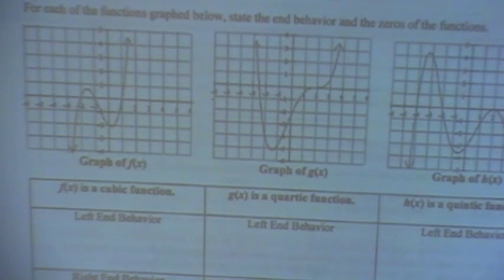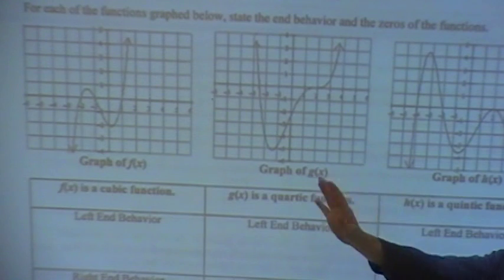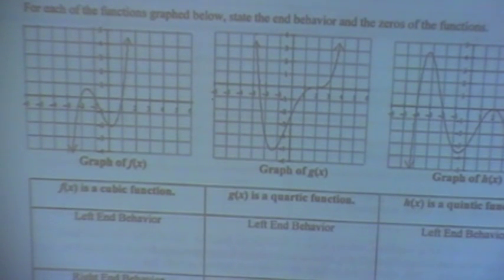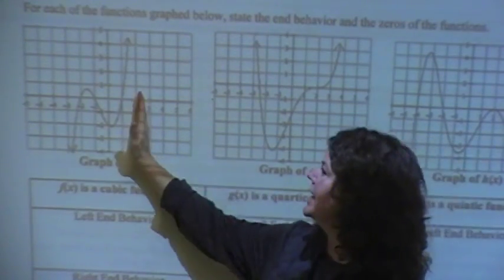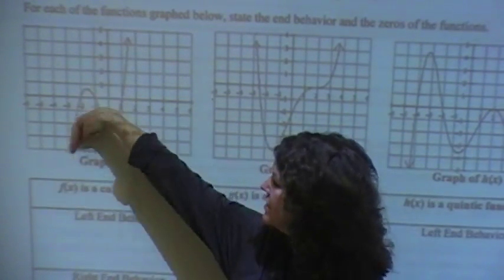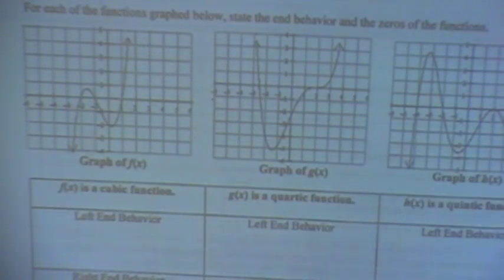So f of x is a cubic function that asks for the left end behavior. That just means what's happening on the left side of the graph. It's going towards negative infinity. It's falling if you're reading it backwards. We've always read graphs from left to right, and you do read a graph from left to right. But when they ask for the left end behavior, they want you to read it backwards. So the left side is falling or headed towards negative infinity.